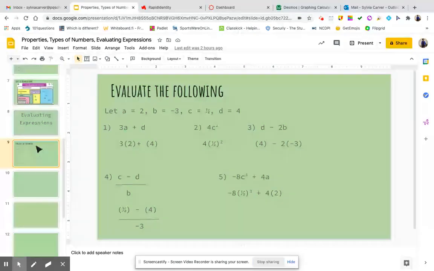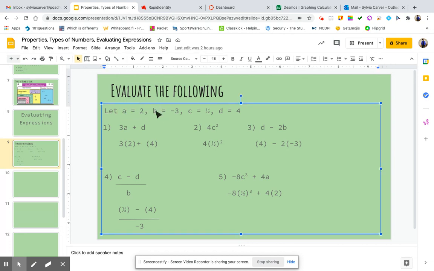So I have some problems here. Let's go through and read directions. It says evaluate the following. Let A equals 2, let B equals -3, C equals a half, and D equals 4. So we're going to go through problems 1, 2, 3, 4, and 5 as listed down here below.